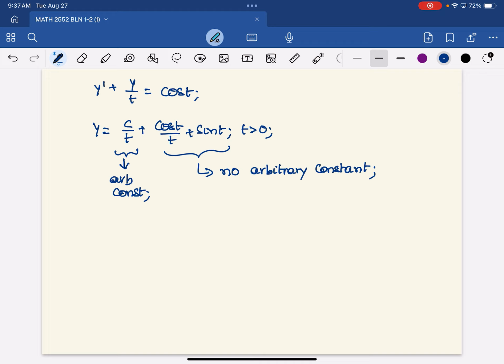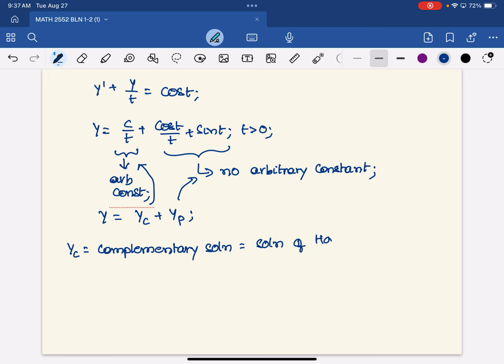So now your solution y can be treated as a sum of two kinds of functions. One is yc and the other is yp. yc is the one with the arbitrary constant c. yp is that part of the solution with no arbitrary constant. So yc is called the complementary solution.